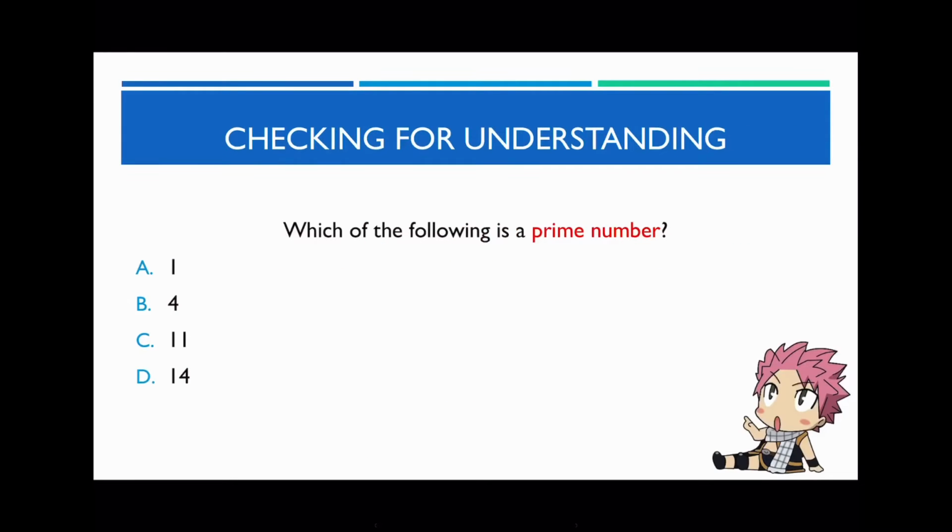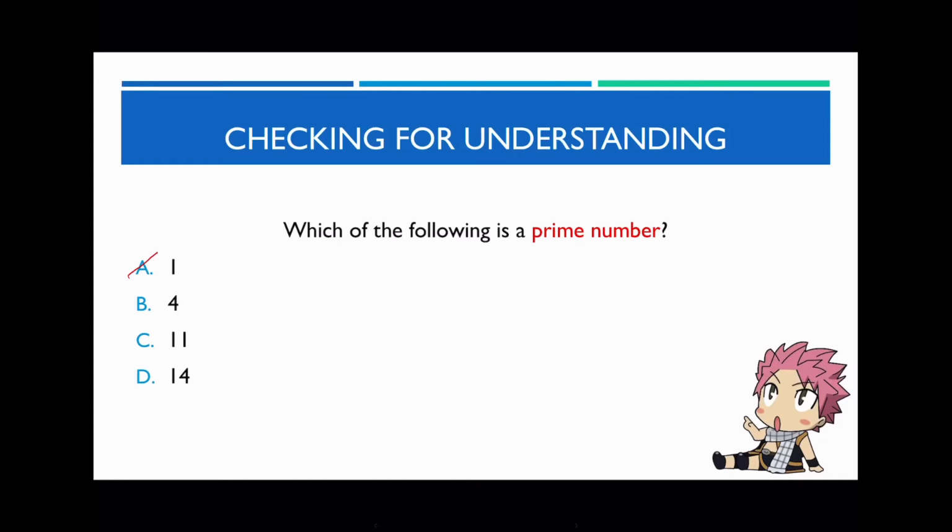Alright, time to check for your understanding, so please pause the video right now to see whether you got the answers correctly. The question reads, which of the following is classified as a prime number? Remember, something that is considered to be a prime number needs to be a positive whole number, and it also needs to have only 2 factors. In this case, we said 1 is not considered to be a prime number, so we can rule that out.